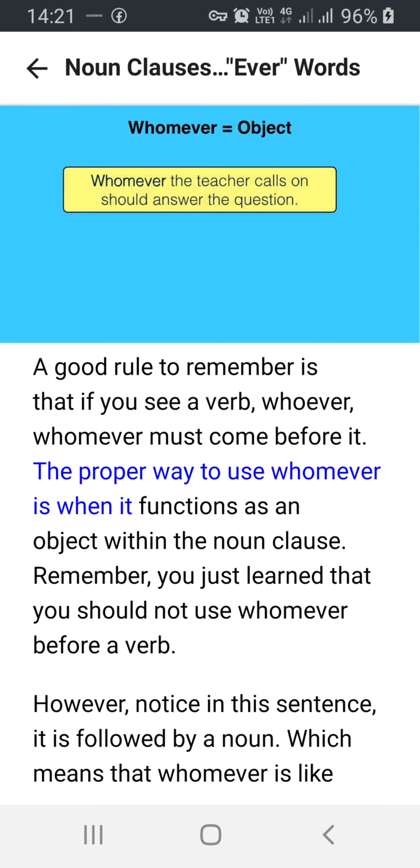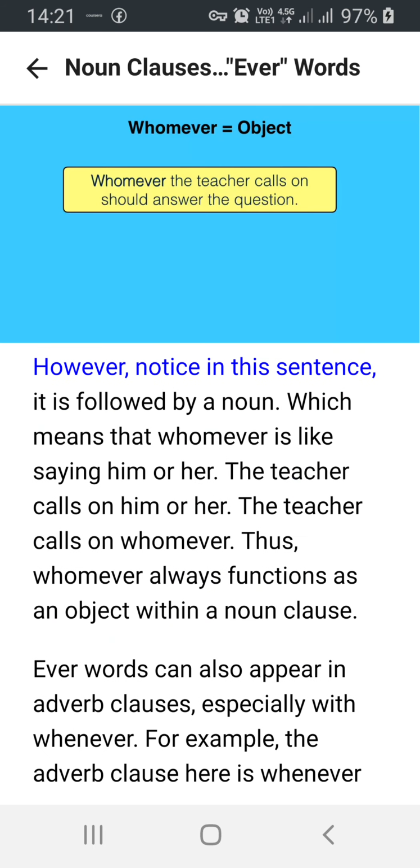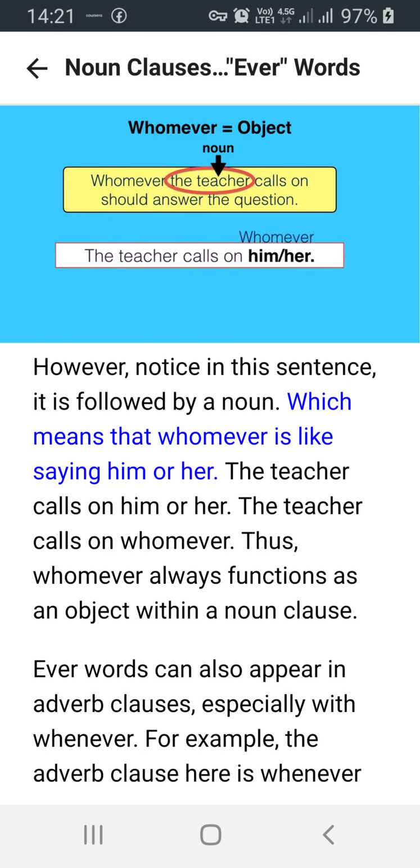The proper way to use whomever is when it functions as an object within the noun clause. Remember, you just learned that you should not use whomever before a verb. However, notice in this sentence, it is followed by a noun, which means that whomever is like saying him or her. The teacher calls on him or her. The teacher calls on whomever. Thus, whomever always functions as an object within a noun clause.